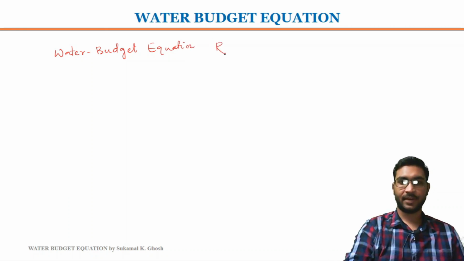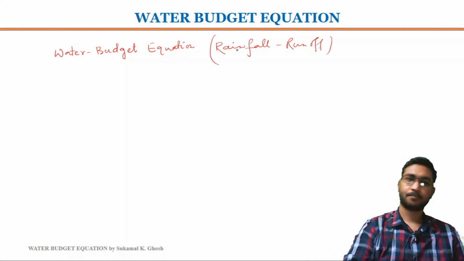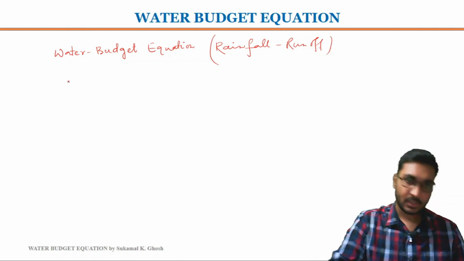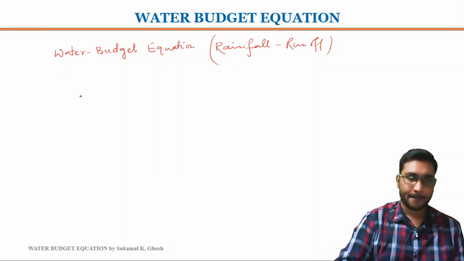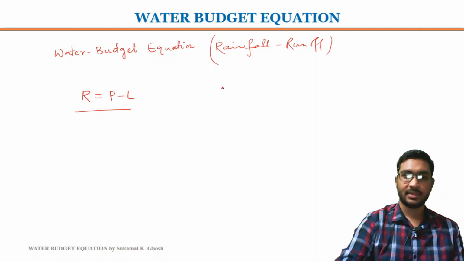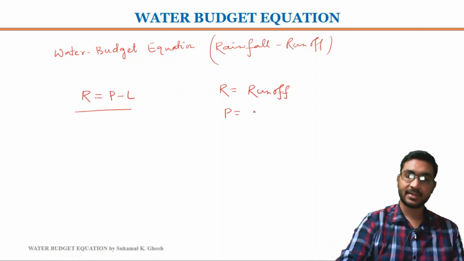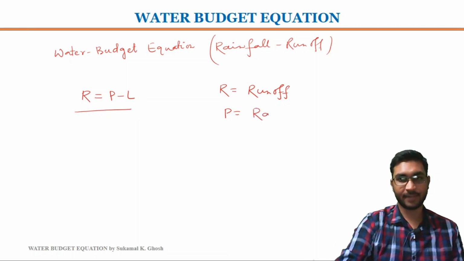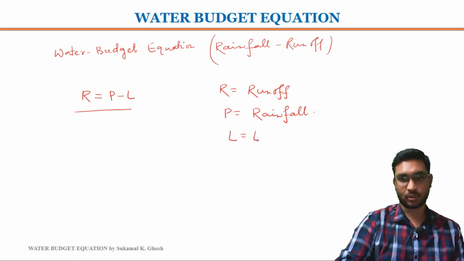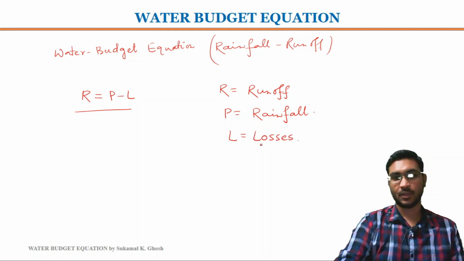In the form of rainfall runoff, we can write it as R equals P minus L. Here R is our runoff, P is precipitation, or you can say rainfall, and L is losses.